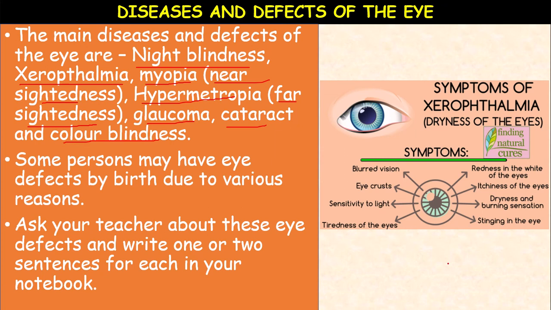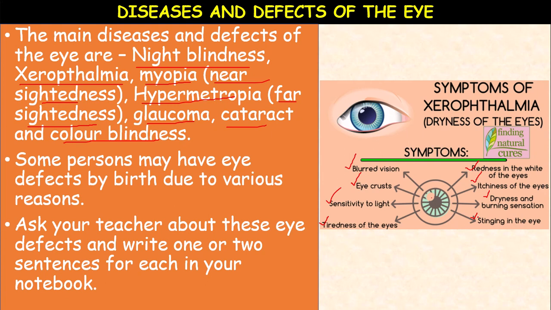So, here one example image is given. The symptoms of xerophthalmia, dryness of the eyes. What are the symptoms? Blurred vision. Then eye crusts are formed. See here, like this. Sensitivity to light, irritation, then tiredness of eyes, redness in the white portion of the eye, itchiness of the eye, then dryness and burning sensation, then stinging in the eye. So these are the symptoms of xerophthalmia.